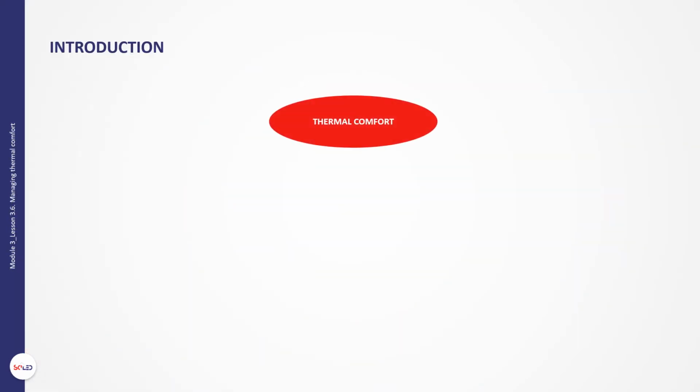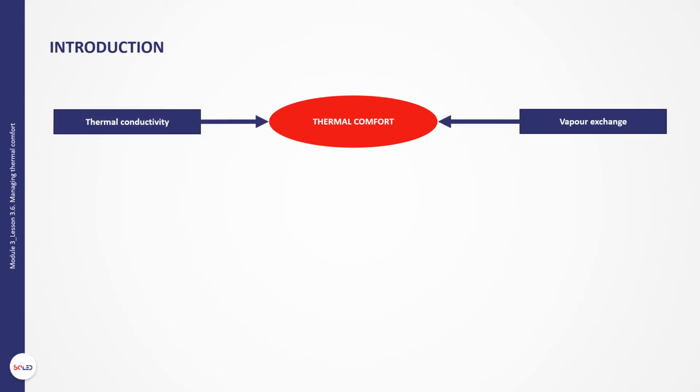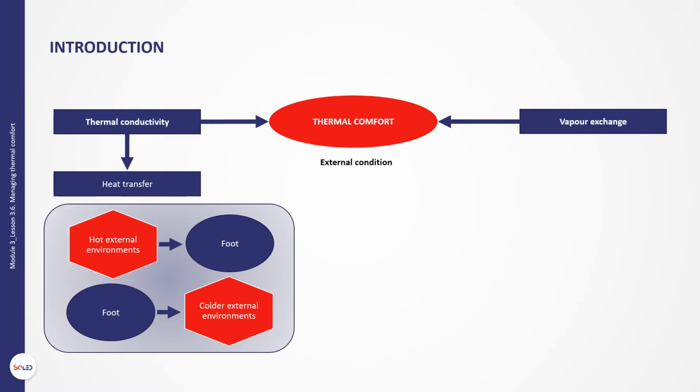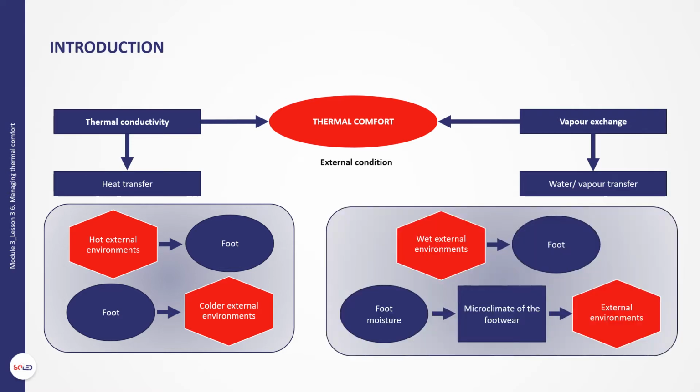Introduction. Thermal comfort of footwear consists of two aspects: thermal conductivity and vapor exchange characteristics. Depending on the external conditions, there might be heat transfer from hot external environments towards the foot, heat loss from the foot towards cold external environments, as well as water vapor transfer from wet external environment towards the foot and moisture transfer from perspiration from the foot surface towards the microclimate of the footwear and then towards the external environment, if the characteristics of the footwear structure allow so.